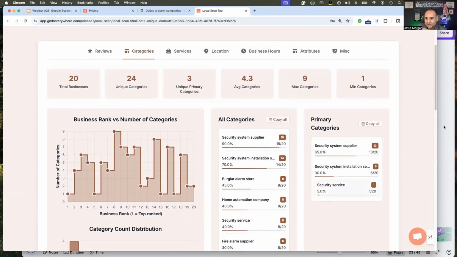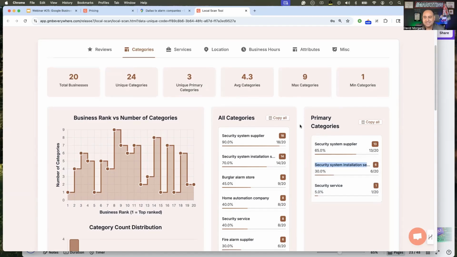So let's take a look at the primary categories, and then I'm going to finish up with all categories. Remember, with your Google Business Profile, you have your primary category, and your secondary categories, and once again, I'm purposely repeating myself, plural. The primary category is security system supplier for nearly 2/3 of them. Security system installation is the primary for 1/3 of them. And there's one that is using security service as their primary category, just as an FYI.